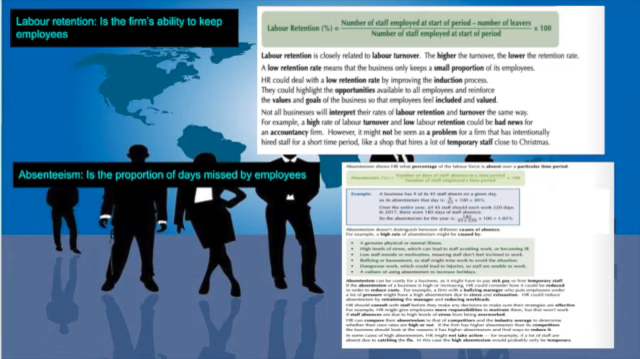Again, sorry the writing's small, but I'll try to read it out for you. So like we said, it's the proportion of days missed by the employees, and there's a formula. So it's the number of days of staff are absent in a certain time period divided by the number of staff employed times by that time period. Then whatever the answer is, you times by 100.